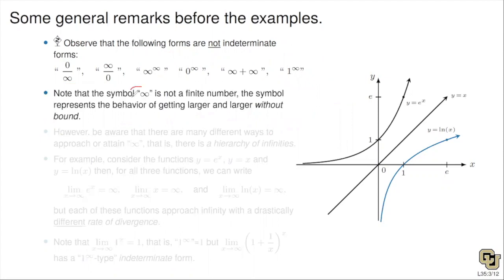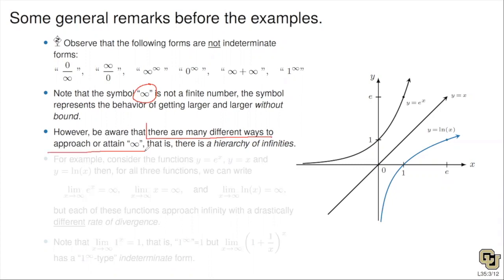The other thing I wanted to mention is this symbol that we use for infinity. It's really important to remember that infinity is not a number. It's a behavior. It's the behavior of getting larger and larger without any kind of bound, forever getting larger, for plus infinity. But it's a bit misleading because we have one notation for this idea of infinity, but there are many different ways to get to infinity. That is to say, there's a hierarchy of infinities. There's more than one concept of infinity.